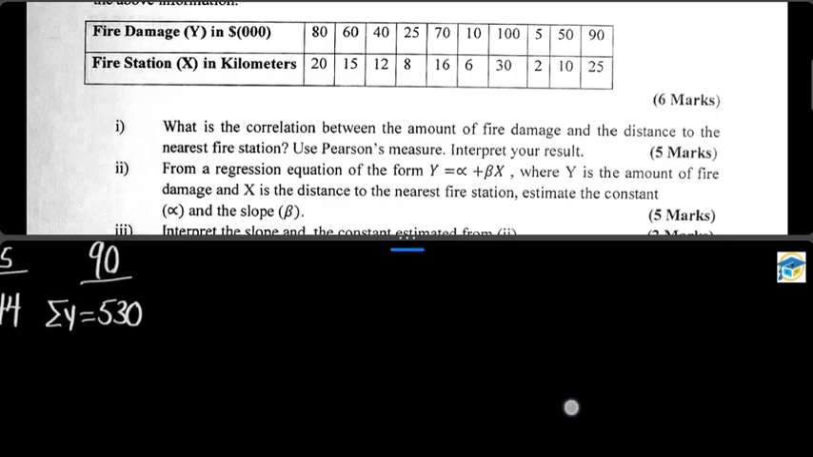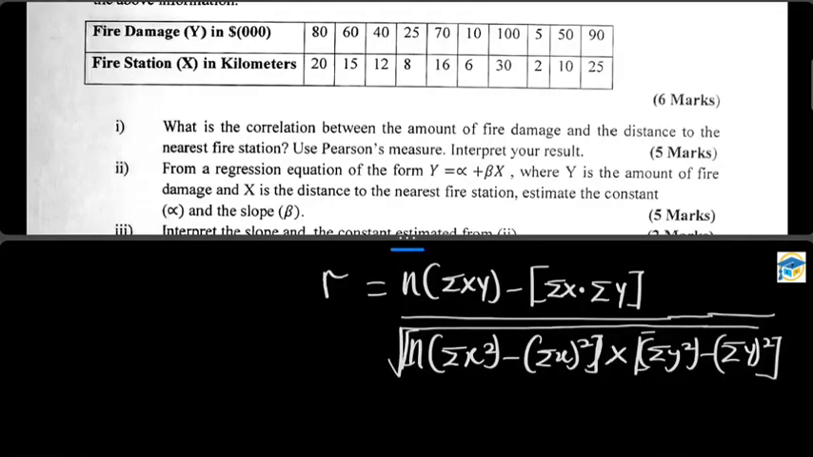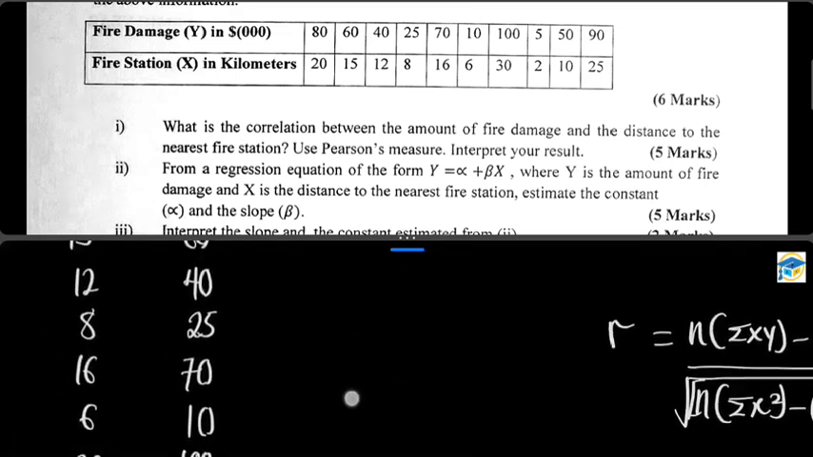So that is for summation x and summation y. You can clearly see that with the formula we have summation x here, and summation y here. But we also have summation xy, right? So we are going to look out for summation xy, and from there move on to summation x square, and then summation y square, so that we can easily get our formula done.